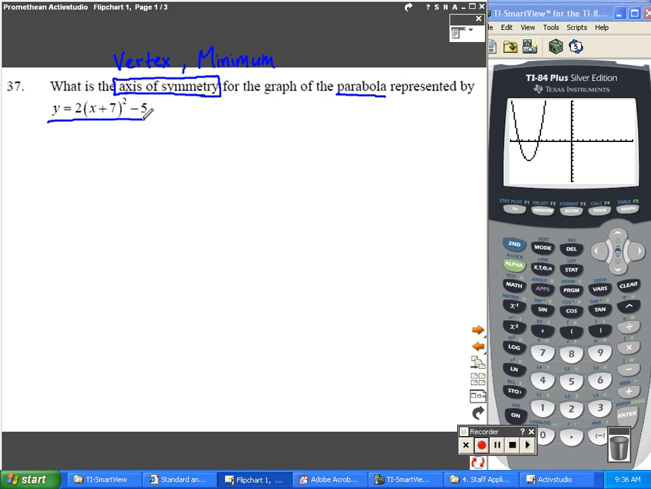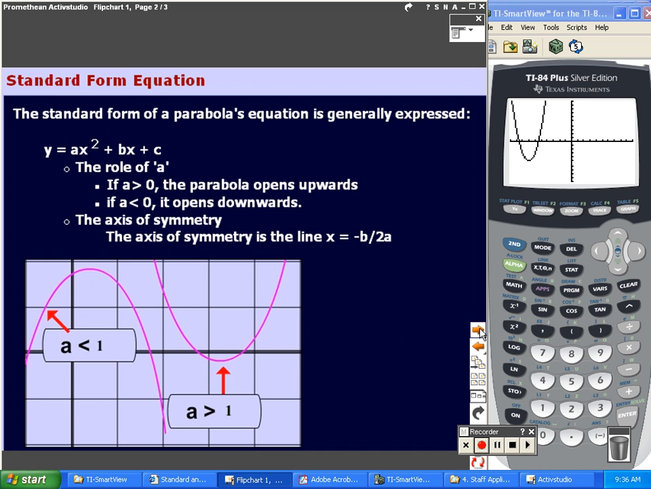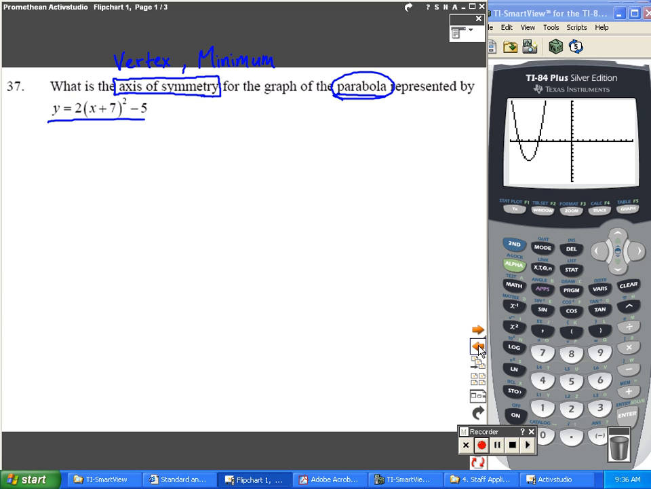We're dealing with the equation that represents a parabola. So you should remember standard form. Standard form is written as y equals ax squared plus bx plus c. You can pause the video here if you want a little more information about standard form. If we were looking at standard form and we needed the axis of symmetry, the axis of symmetry would be on the line x equals negative b over 2a. That would be the equation for our line of symmetry.